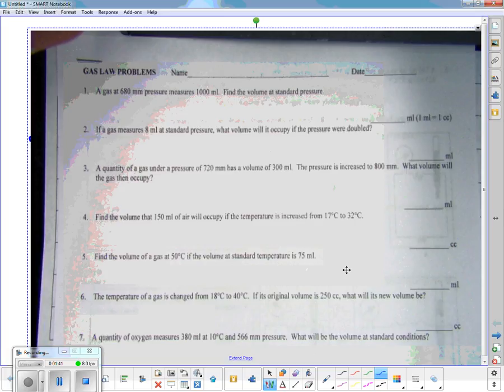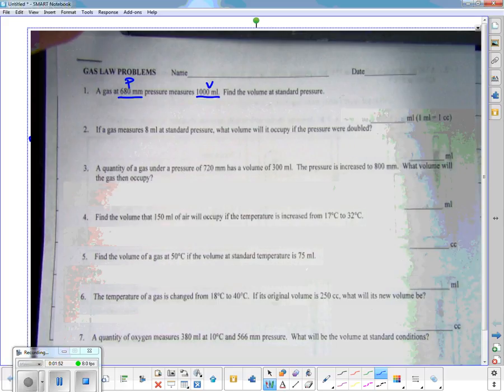Here we go. So a gas at this, what is that? Pressure. So I put a P right by it. Measures at, what is that? I'm trying to find volume. What's standard pressure? Since this is in millimeters, I need it in millimeters. Yep, 760, look at your little cheat sheet, millimeters of mercury. Okay, whose law? What's held constant? Temperature's held constant means Boyle's. Okay, so Boyle's law is P1 V1 equals P2 V2.